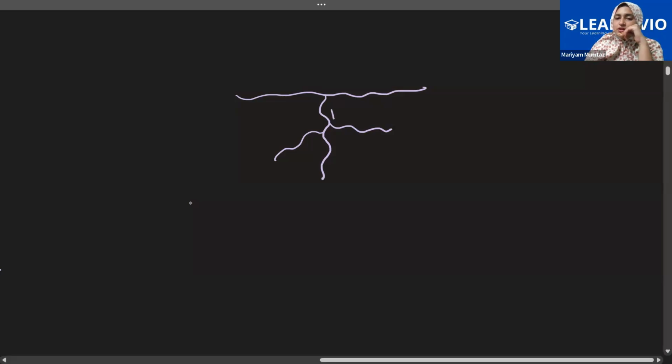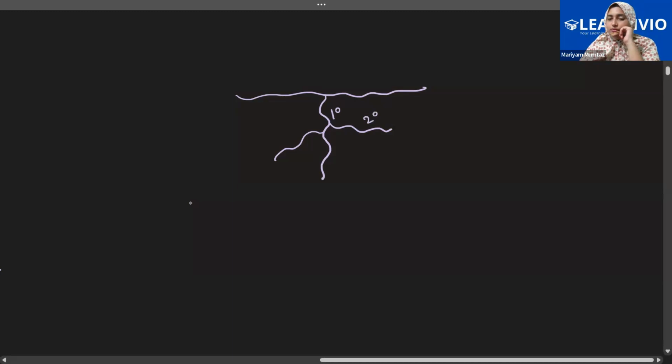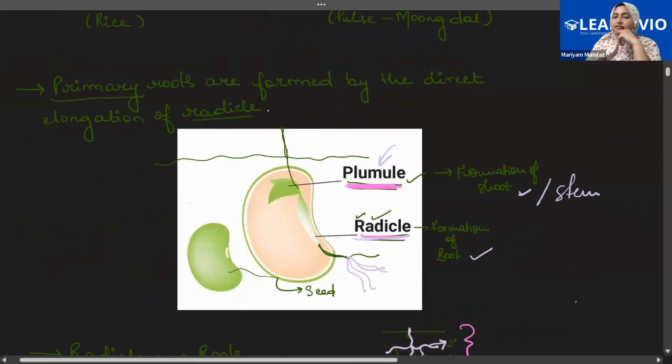But if this was primary and this was the lateral roots, amongst the lateral roots there would be some that will be formed first and some that will be formed later on. So the first formed lateral root becomes the secondary root. And then those roots that arise from the secondary roots become the tertiary roots. Clear? So primary roots are formed by the direct elongation of radicle.